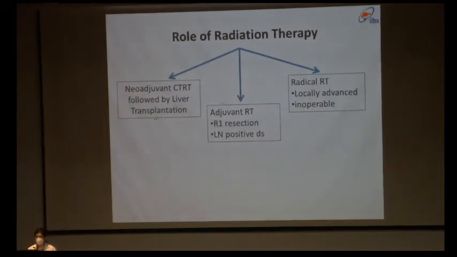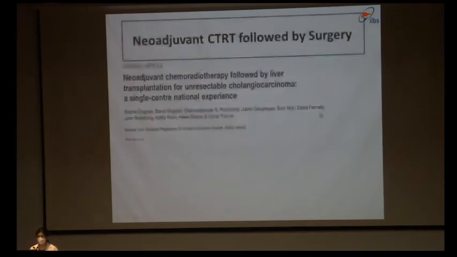Role of radiation therapy. Radiation therapy can be given either in neoadjuvant settings, that is neoadjuvant CTRT followed by liver transplantation, or in adjuvant settings in case of R1 resection and lymph node positive disease, and as radical radiation therapy for locally advanced cholangiocarcinoma.